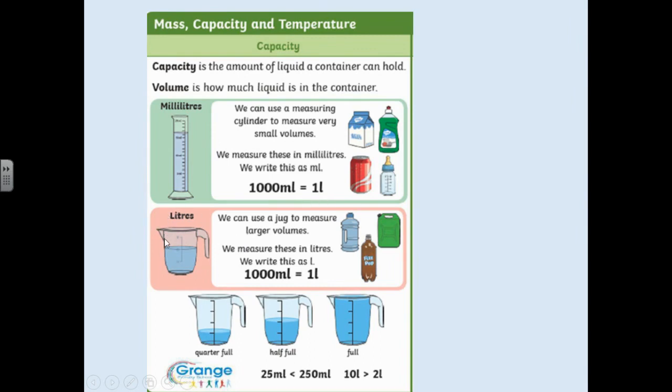Now we've got the jug here, and we can use a jug to measure larger volumes, and we measure these in litres. We write this as L. Again, reminding ourselves, 1 litre is equivalent to 1000 millilitres. Right, we've got the quantities here in a jug, so we've got quarter full, half full, and full. And we can say that we've got here as 25 millilitres is less than 250 millilitres, whereas 10 litres is greater than 2 litres.